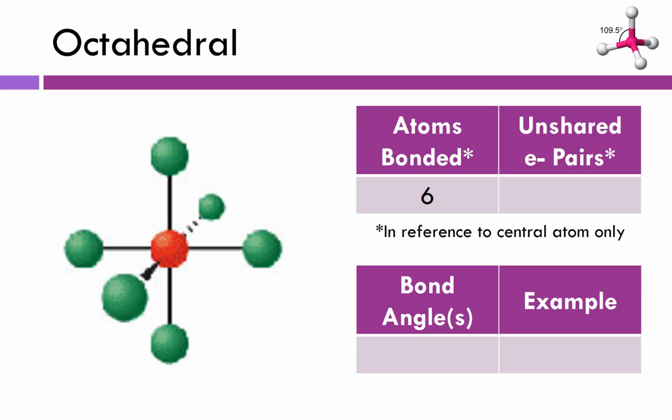In this case, we see 6 atoms bonded to the central atom, no unshared pairs of electrons on the central atom. You end up with bond angles of 90 degrees all the way around. And we talked about another element that's capable of expanding its octet and holding a total of 12 electrons. Hopefully you're thinking of sulfur. So a good example of this is SF6. Sulfur can expand its octet to hold all 6 of those fluorine atoms.